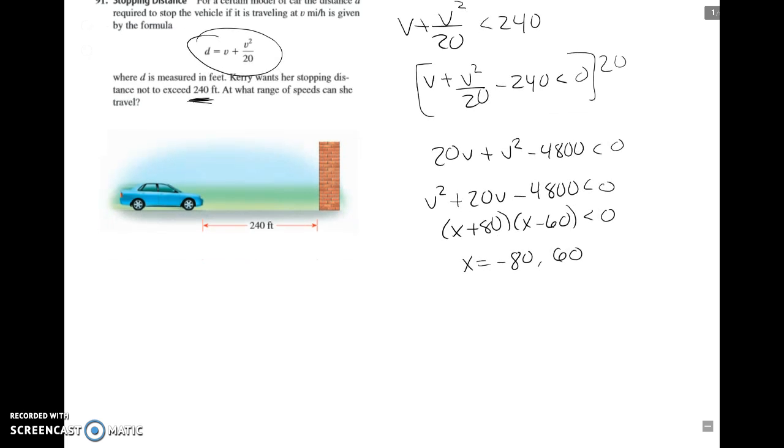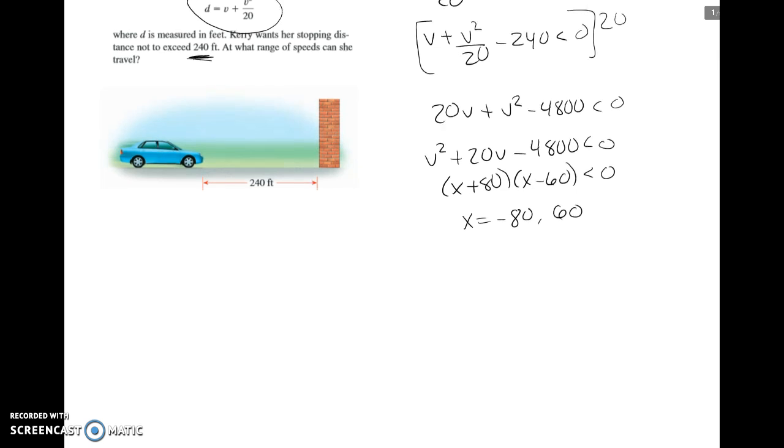All right, so we haven't shown you how to do inequalities in your calculator yet, but you can solve or you can factor them and get your factors. And that's all we need. And now we could do a number line. So we have negative 80, positive 60. We don't want it to equal 240. We want it to be less than 240. So these are both going to be inequalities, not equal to.